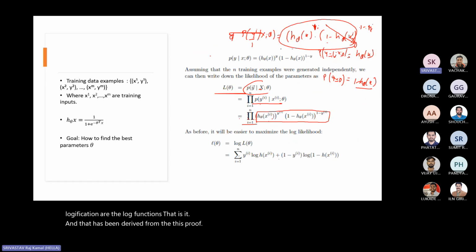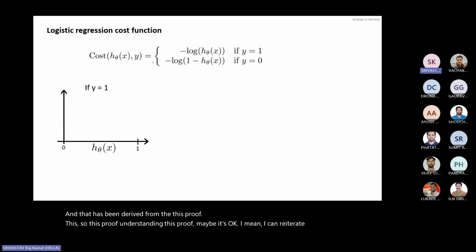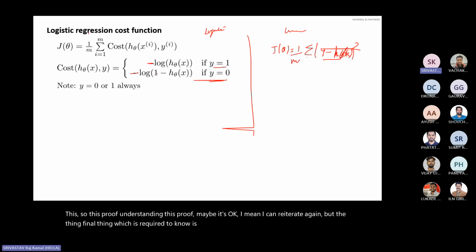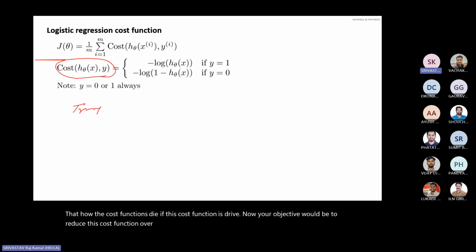So understanding this proof, maybe it's okay, I can reiterate again. But the final thing which is required to know is how the cost function is derived. Once this cost function is derived, your objective would be to reduce it while training the model. So this is a simple logistic regression cost function.